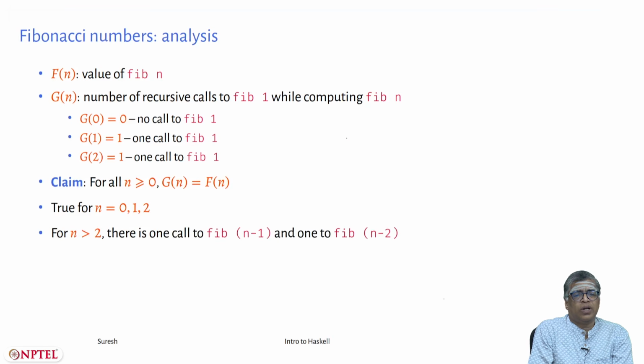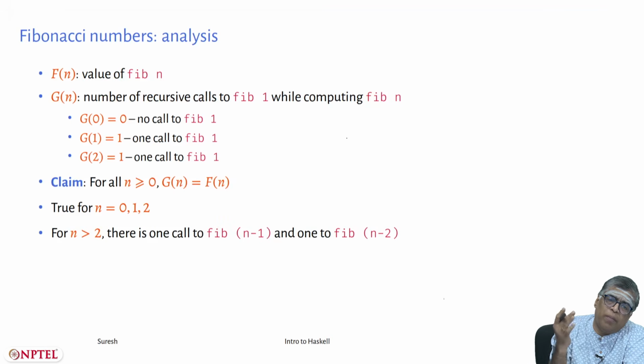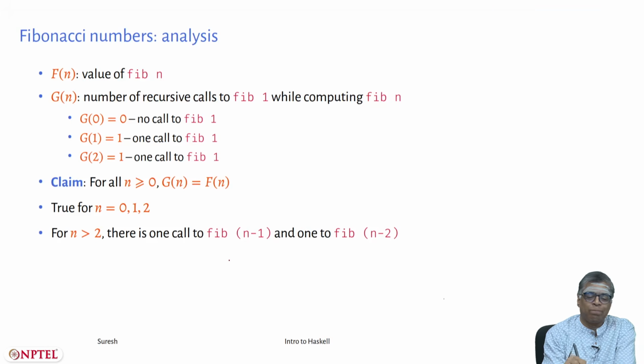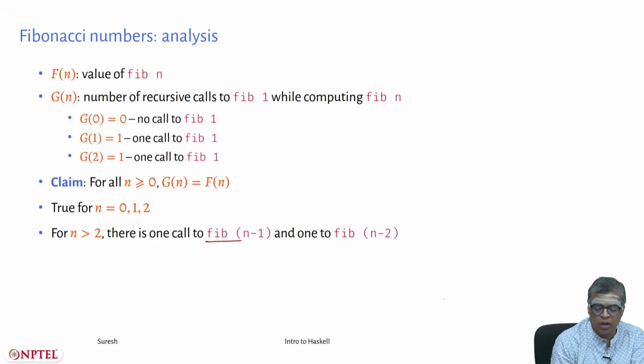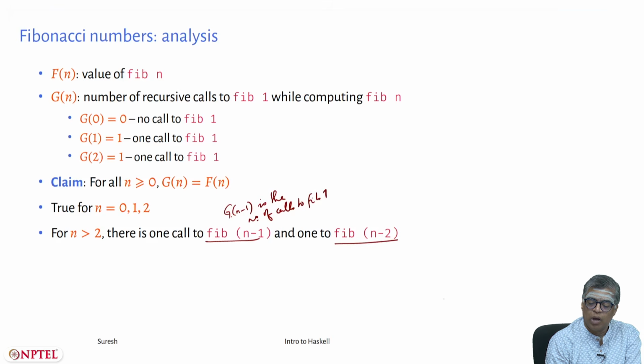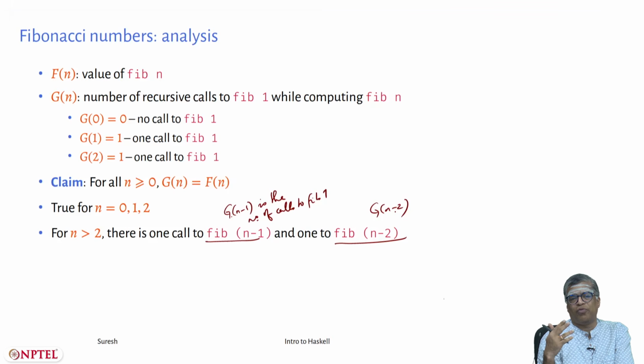And for larger numbers, for n greater than 2, from fib n there is one call to fib n minus 1 and one call to fib n minus 2, and then there are subsequent calls from those. But if you look at the number of calls to fib 1 from here, and similarly here the value is g n minus 2. So, the total number of calls ultimately made to fib of 1 is g of n minus 1 plus g of n minus 2. Okay.